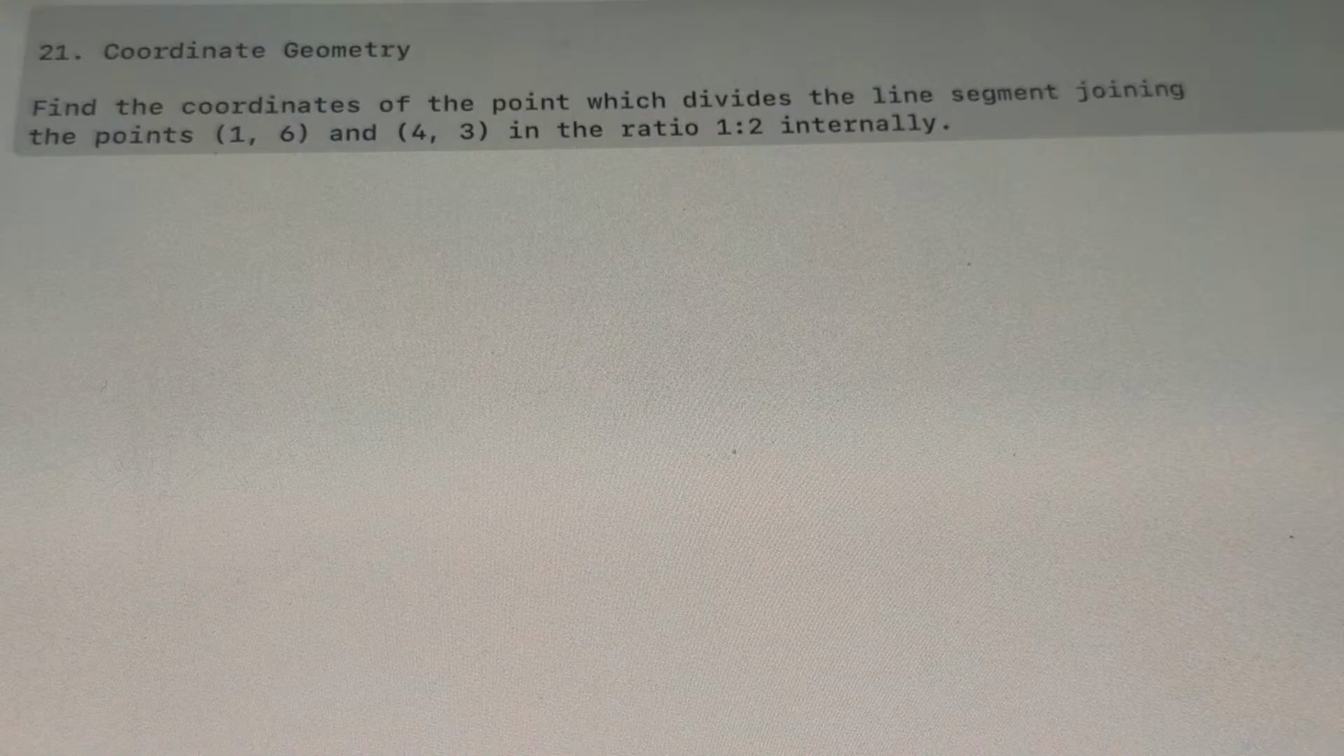Find the coordinates of the point which divides the line segment joining the points 1 comma 6 and 4 comma 3 in the ratio 1:2 internally.